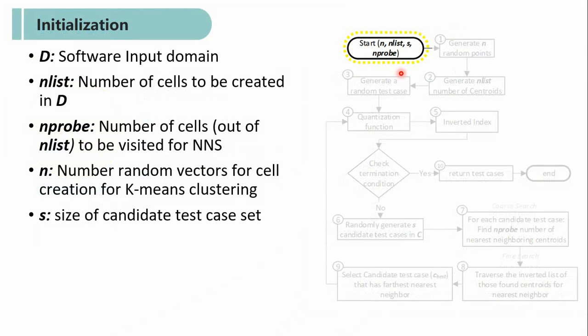So in the initialization phase, the first step, we specify some parameters. For example, D is the software input domain, and N list is the number of cells to be created in D, the number of Voronoi regions. N probe is the number of cells out of N list to be visited for nearest neighbor search. We will discuss this parameter in detail in the upcoming slides. And N is the number of random vectors for cell creation for k-means clustering. These are vectors to be used for the clustering and for making cells. And S is the size of the candidate test case set.